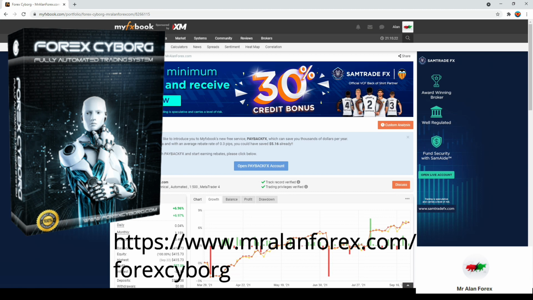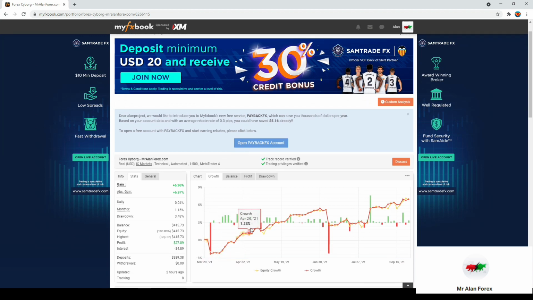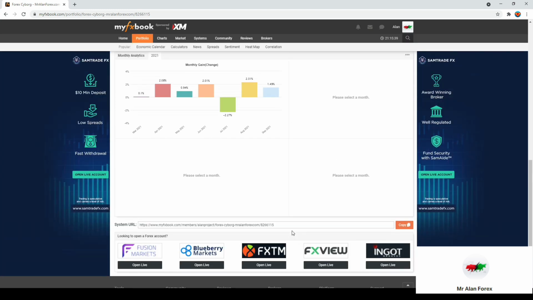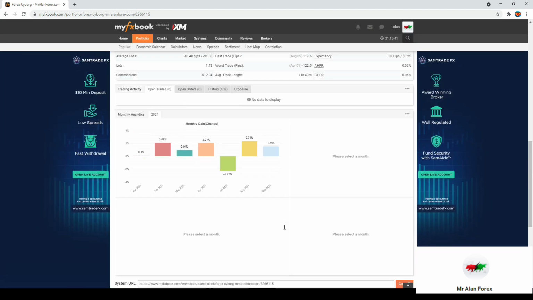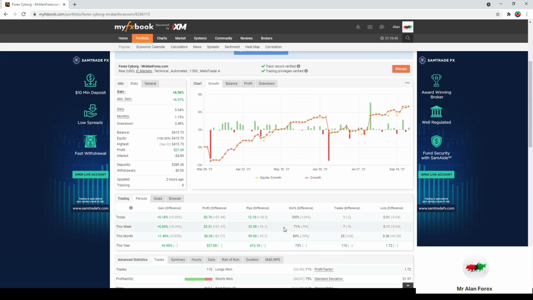Now, I've done a review on the Forex Cyborg trading robot and was very impressed. Although it didn't start off too well, it soon recovered. There was a big drop here, but then it was compensated by another big gain. And we're seeing new highs with this. And once again, I'll drop all the links so you can see this. But it's been a good consistent gain, I felt, with this one.